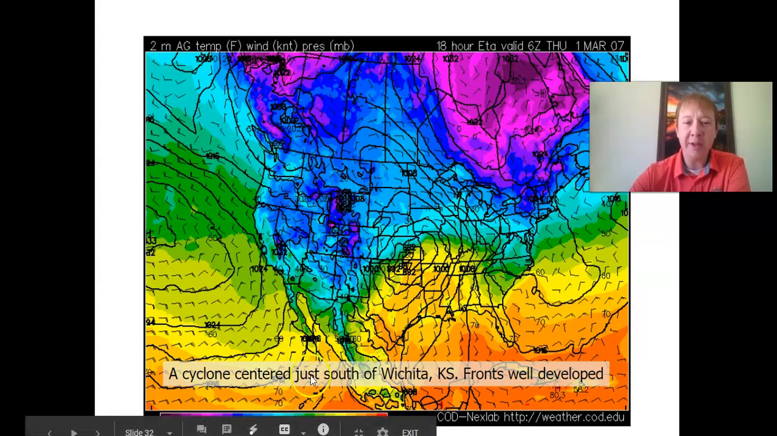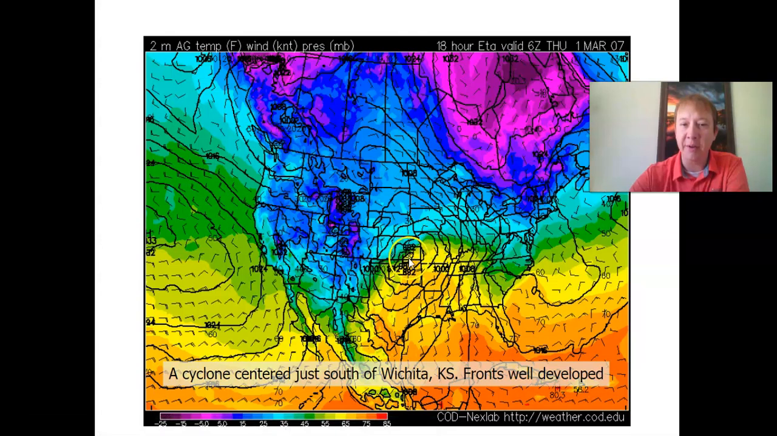Alright, so we have a cyclone that's centered just south of Wichita, Kansas. So Wichita, Kansas is going to be right in here. So right here you can see is where the cyclone is centered. That's where it's going to be rotating around. Alright, so we can actually see the fronts are very well developed here.